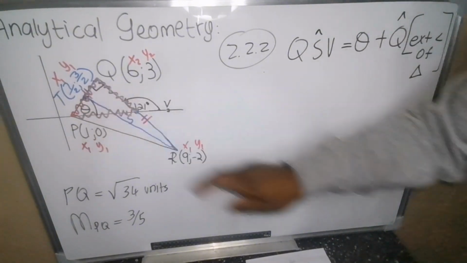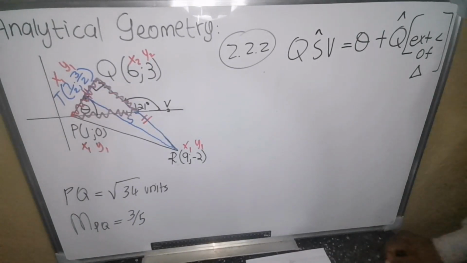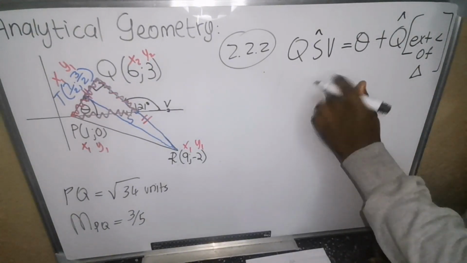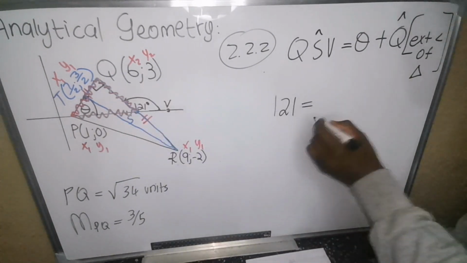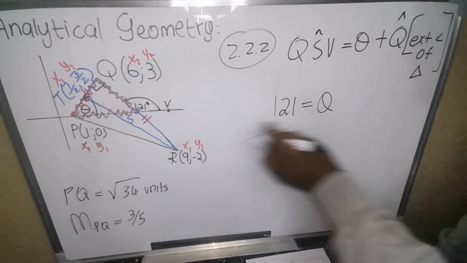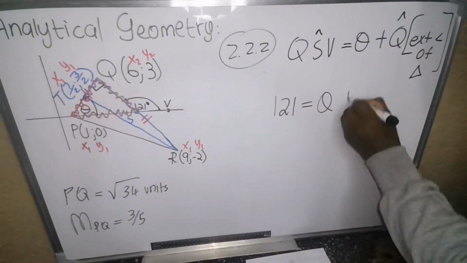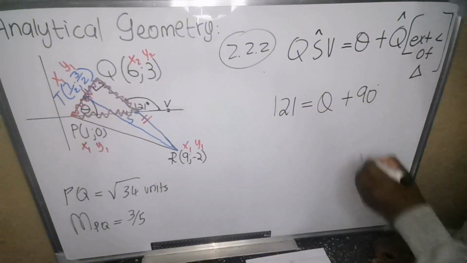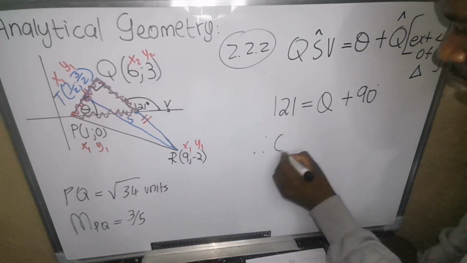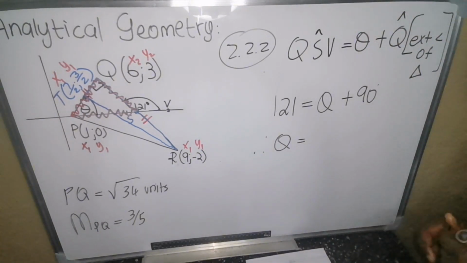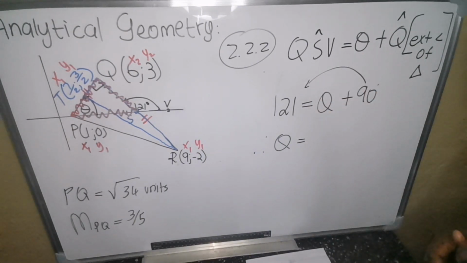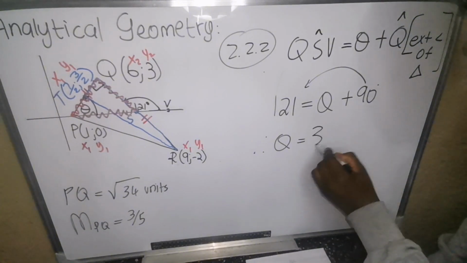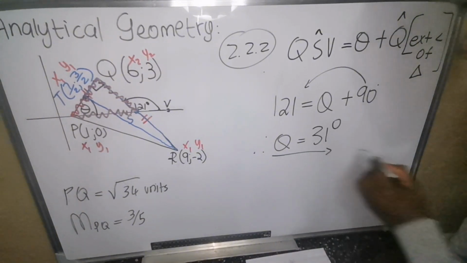Triangle, theta, 90 degrees. I'm given angle QSV as 121, and this angle 121 is equal to theta plus the angle at Q, which is 90 degrees. Therefore, theta is equal to, I'm going to transpose this 90 to the left, 121 minus 90, which is 31 degrees. My theta is 31 degrees.